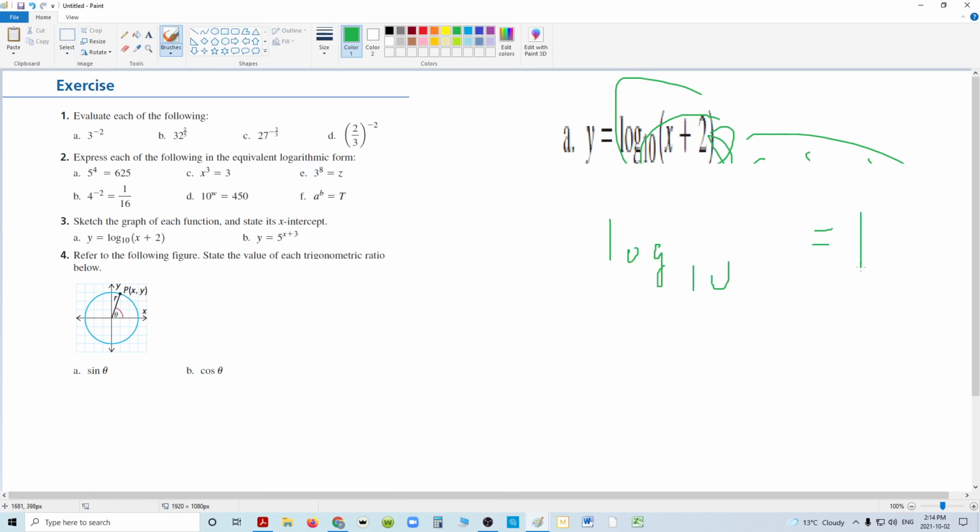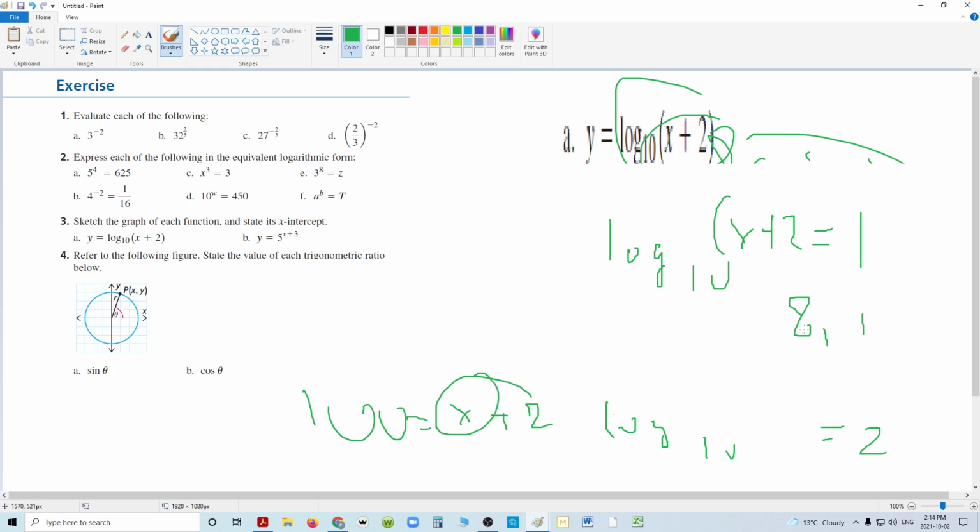So when is 10 to the 1 going to be equal to x plus 2? Obviously when x is 8. So I'm going to have a nice number there that is 8, 1. And then when is log 10 going to be equal to 2? Obviously when 100 is equal to x plus 2, which means when x is 98. We have a nice 98, 2 there. You can see that this came up with the same values. However, I feel finding the reciprocal was better.